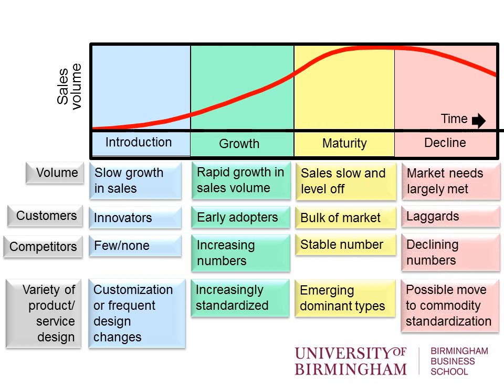And then finally, as we get to the decline stage, the market needs are largely met, and people are moving on to alternative products or alternative services which go beyond what they had before. The customers are laggards, the people late to the show, as it were. Competitors are declining in numbers because there's less money in the product or service. And at this stage, what we have is commoditization.